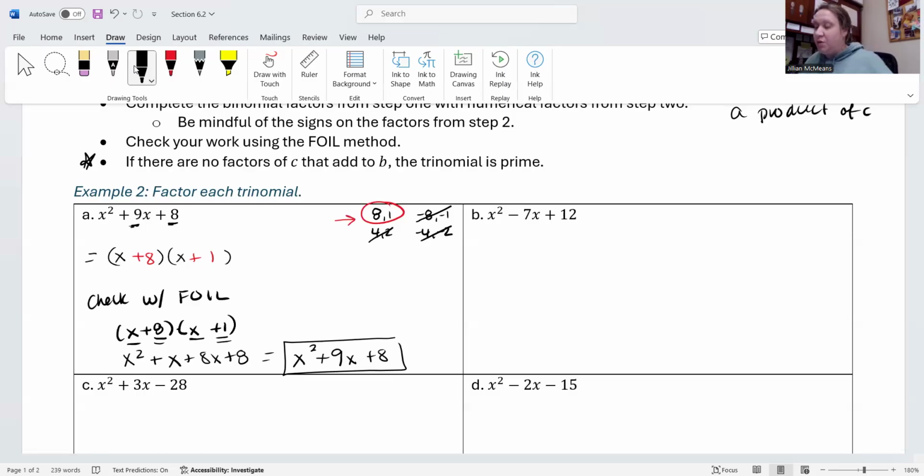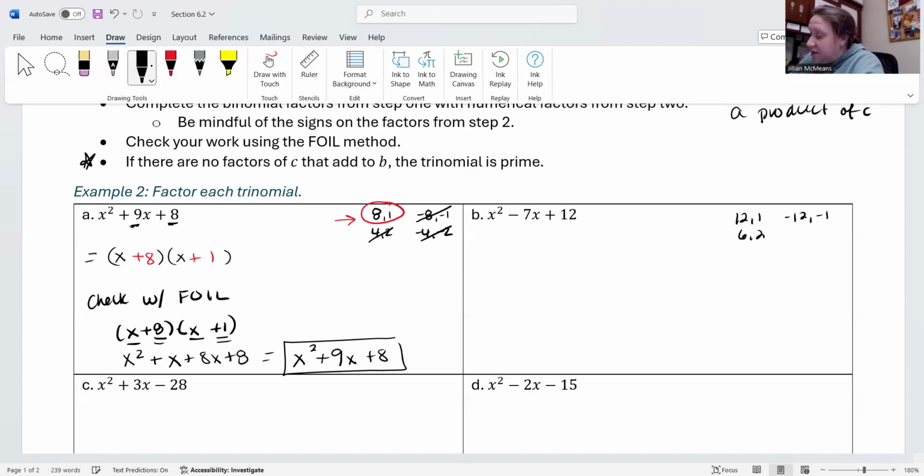So the next example, we have x squared minus 7x plus 12. Okay, so we're looking for numbers that multiply to give us 12, so I always start there. So I need a positive 12. That means I could multiply two positive or two negative factors. So I could have 12 and 1 or -12 and 1.